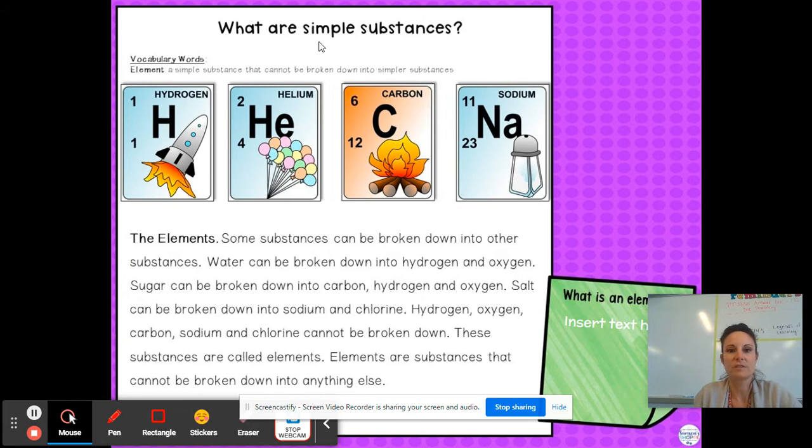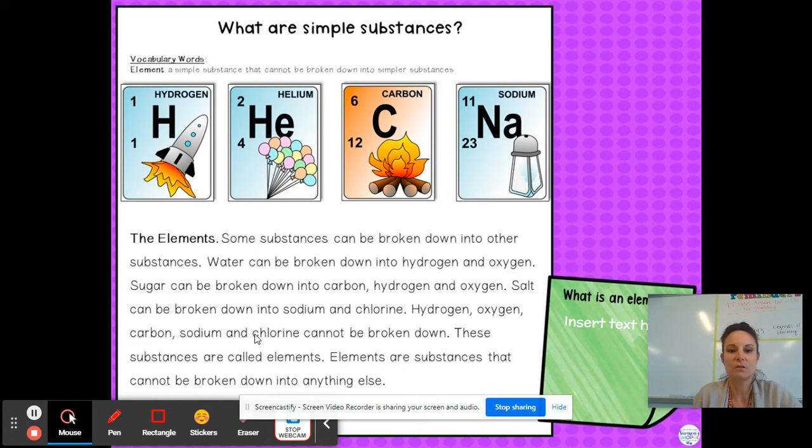I see up here it is listed as a vocabulary word, and then I see some examples of elements. The paragraph says, the elements. Some substances can be broken down into other substances. Water can be broken down into hydrogen and oxygen. Sugar can be broken down into carbon, hydrogen, and oxygen. Salt can be broken down into sodium and chlorine.